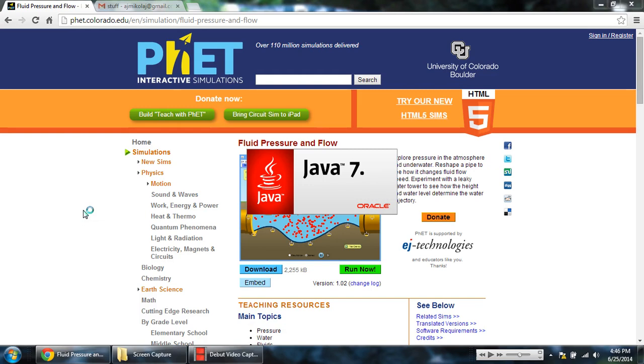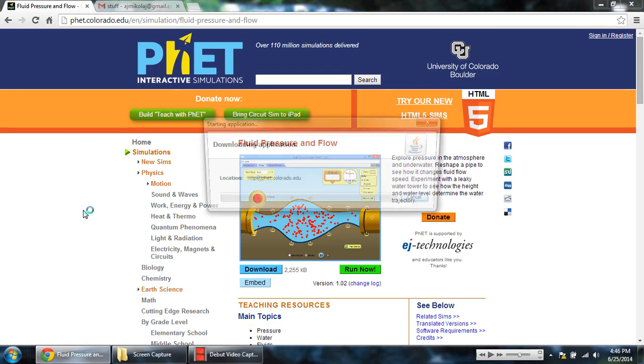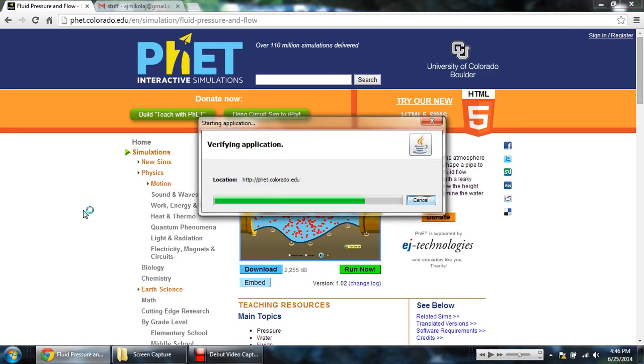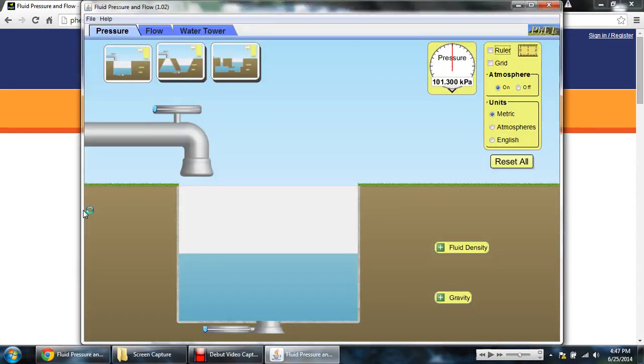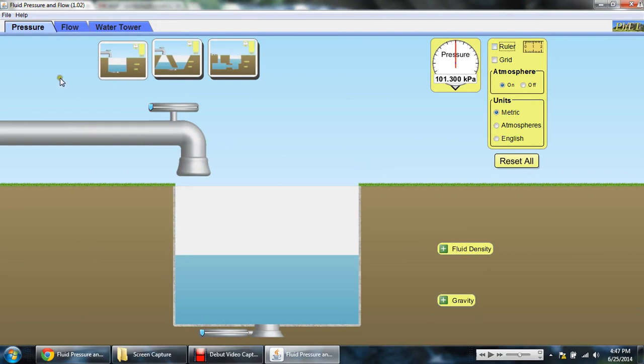This one we're going to investigate both pressure and hydrostatics, as well as pressure and flow. Hydrostatics, hydro meaning water, liquid, and statics meaning stationary. So the first one will be stationary pressure. So we start here, pressure. We will use flow later. We will not use the water tower.